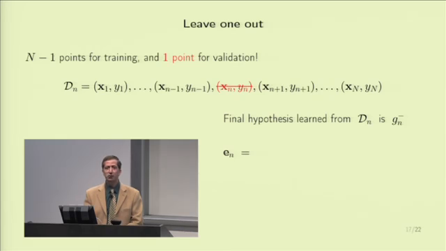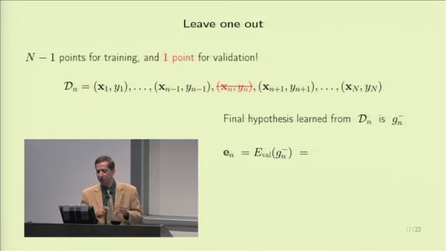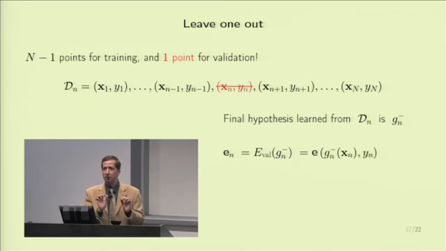Okay, now let's look at the validation error, which has to be one point. This would be E validation, but in reality the validation set is one point, so this is simply the error on the point I left out. So g did not involve the nth example, it was taken out, and now that we froze it, we are going to evaluate it on that example. So that example is indeed out of sample for it.